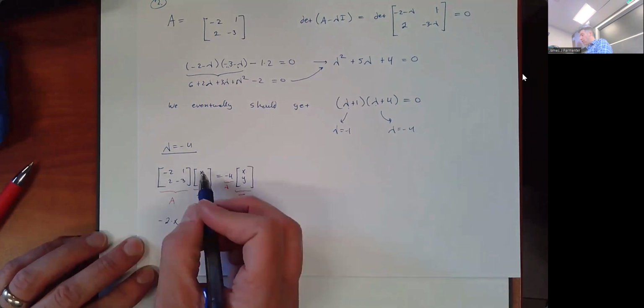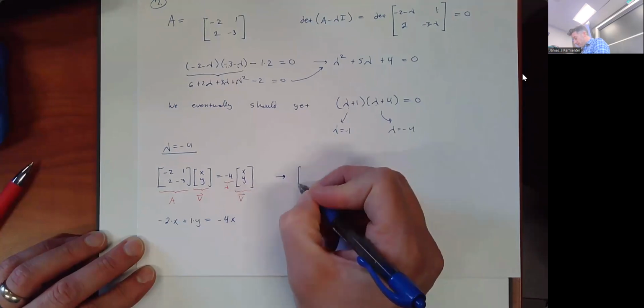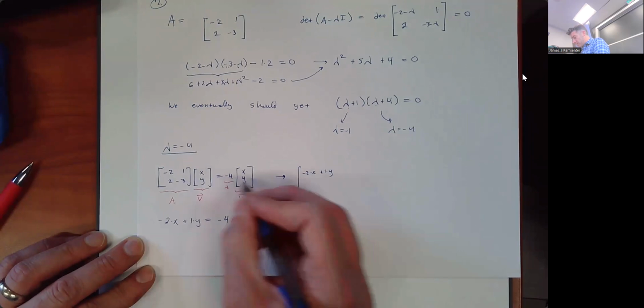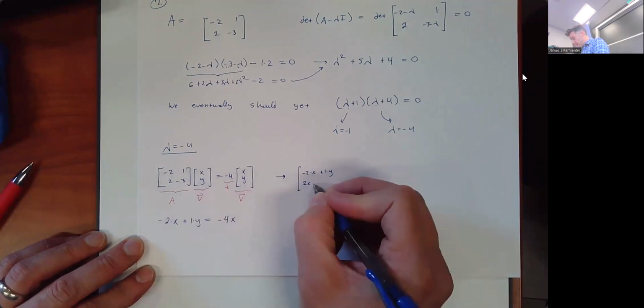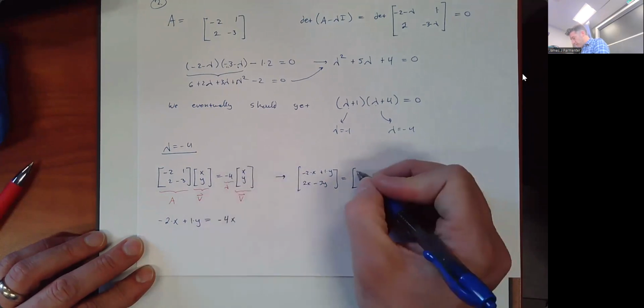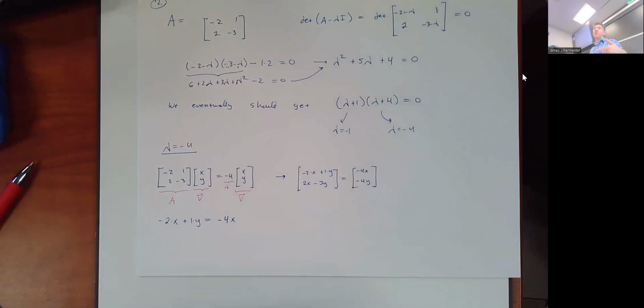Right? We're saying the first row, when you do this multiplication, you're actually going to get -2 times x plus 1 times y. And the second row is going to be 2 times x minus 3 times y. And it's going to equal the first row here, which is -4 times x, and the second row here, -4 times y. We just don't want to write all that out because we don't need it.